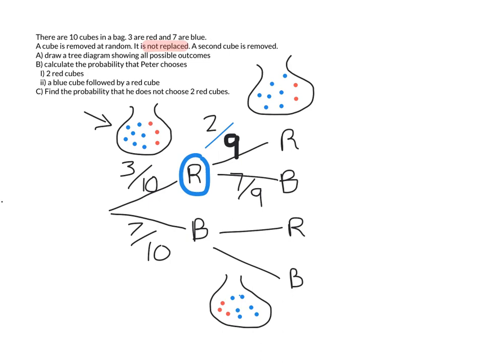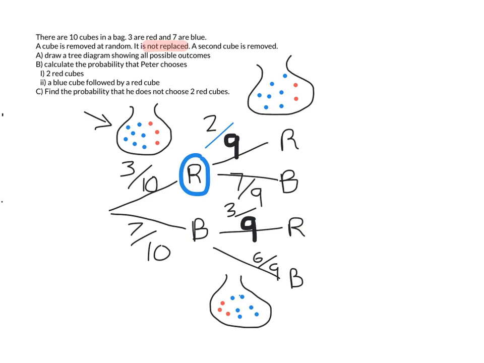And does that make sense? It's gone down from 10 to 9. So yes, it should make sense. So I've got 9, and the red is only 3 out of 9, and the blue is 6 out of 9. Now I can work out my questions.